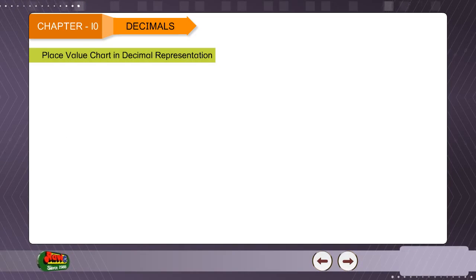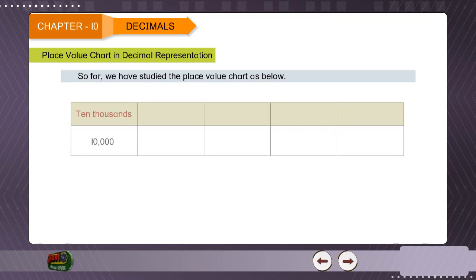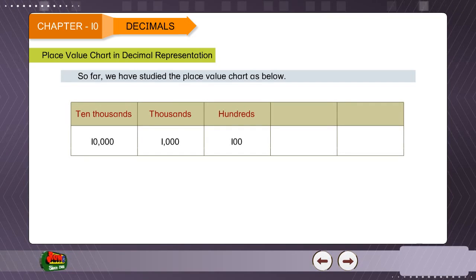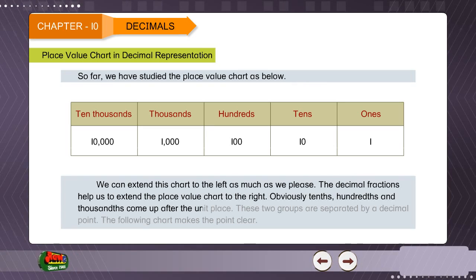Place value chart in decimal representation. So far, we have studied the place value chart as below: 10,000s, thousands, hundreds, tens, ones. We can extend this chart to the left as much as we please. The decimal fractions help us to extend the place value chart to the right. Obviously, tenths, hundredths and thousandths come up after the unit place. These two groups are separated by a decimal point. The following chart makes the point clear.